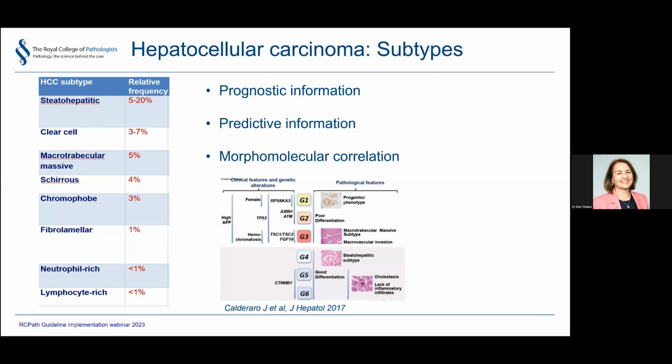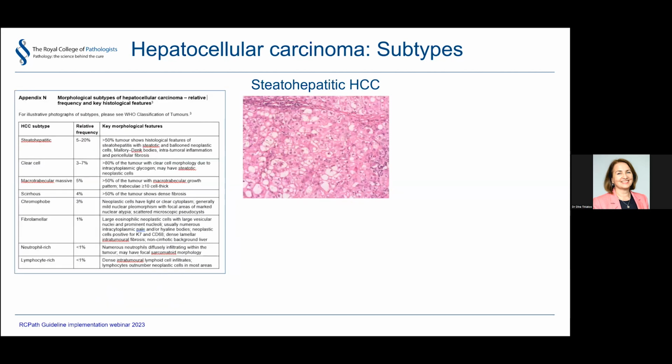We know, for example, that the macrotrabecular massive subtype, which I will discuss in a minute, may be related with a worse prognosis and also has 100% vascular invasion. The steatohepatitic hepatocellular carcinoma is recognized because more than 50% of the tumor shows features that resemble steatohepatitis with ballooned hepatocytes and Mallory-Denk bodies and inflammation and intratumoral fibrosis. There is a table, the Appendix N, where we describe the different features for each subtype.